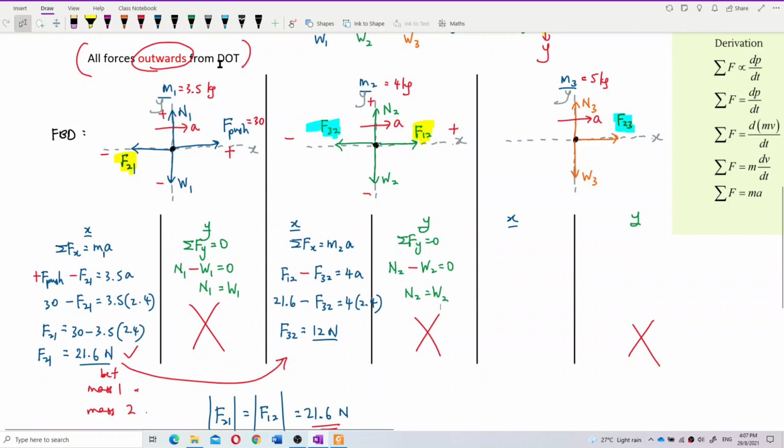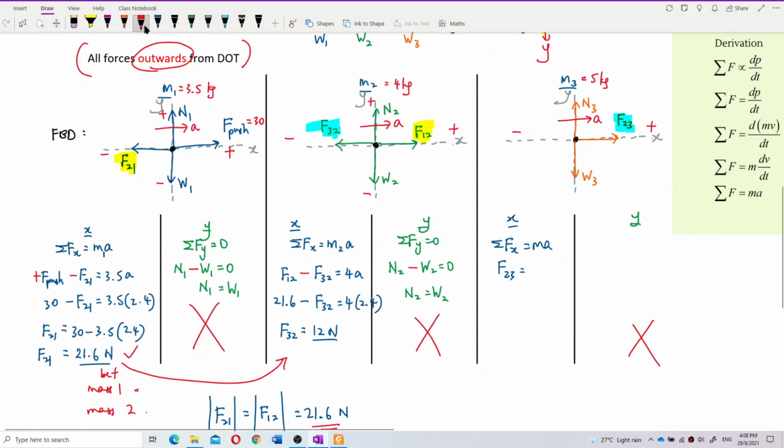Okay, now mass 3. Let's do mass 3. In the x component, we have acceleration. So the direction going the same as acceleration is positive, opposite to acceleration is negative. So the equation for the x component is ma, of course, because there is acceleration. Now the only force in the x component is F23. So F23 is positive. So just put F23. And then the mass.